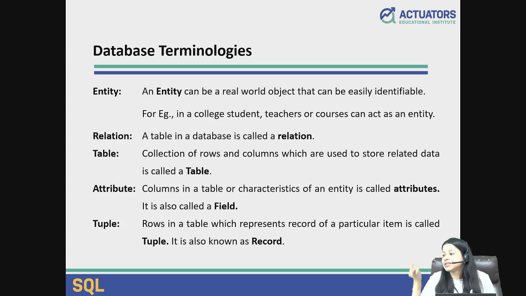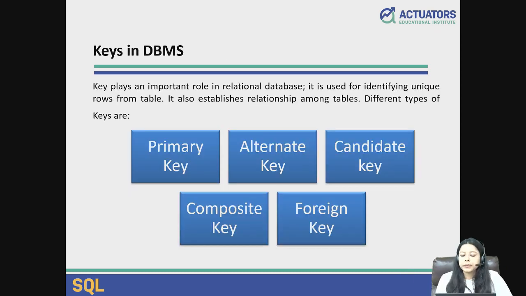Attributes are the fields or the columns. For example, I'm making a student table. I have roll number, name, email ID. All these are attributes of a particular entity, student. Then we have tuple or rows. For one particular student, the roll number, the name, the email ID, the class, that entire thing is known as a tuple in SQL. So these are the different terminologies. Now we are actually moving into the technical aspect. This is what we'll be making in SQL.